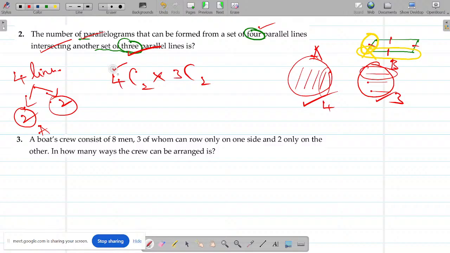Because it's given 4 parallel lines, I'm taking 4. I'm not taking on my own. See, it's given 4 parallel lines. Another set is given 3 lines. That's why I'm taking 3C2. Instead, if it's given 7 parallel lines, we'll have 7C2. So you have to try from the question. Okay. Yes, you can please make a note of it.